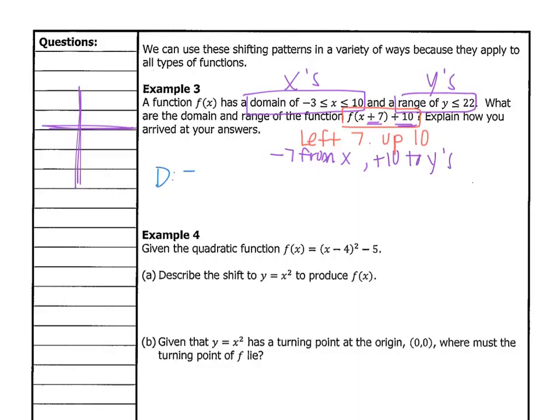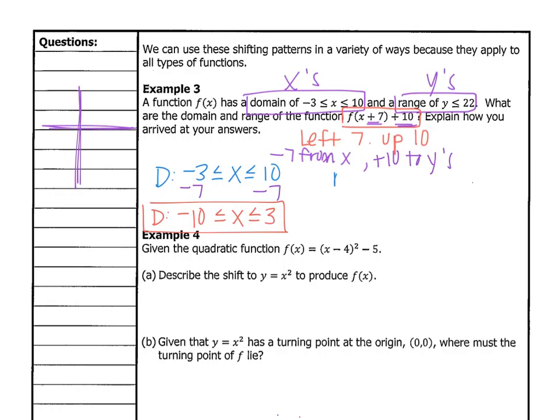So we start with -3 less than or equal to x less than or equal to 10. And where we said that we're going to subtract 7 from the x's, you have to do it from both of them because they are both x values. -3 minus 7 is -10, less than or equal to x, less than or equal to 10 take away 7 is +3. So here's the first part to our answer.